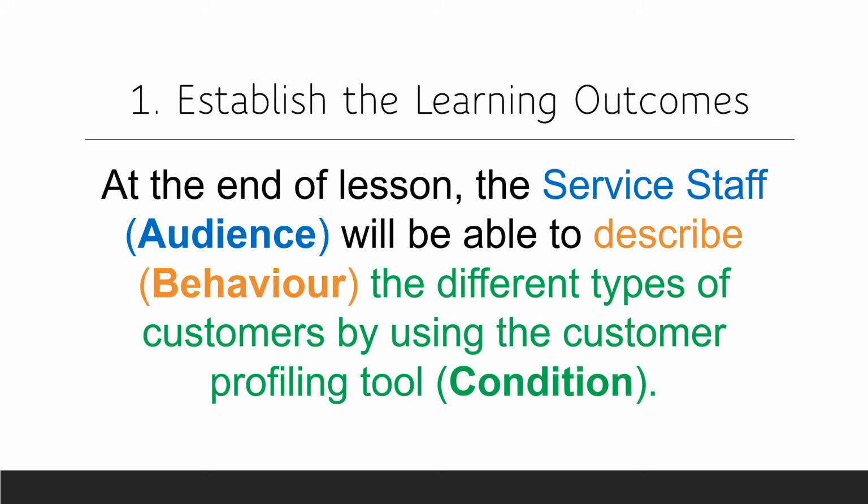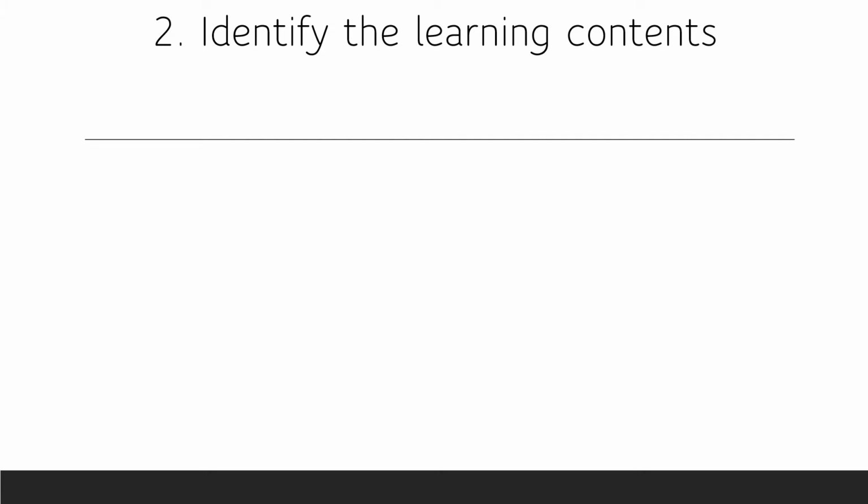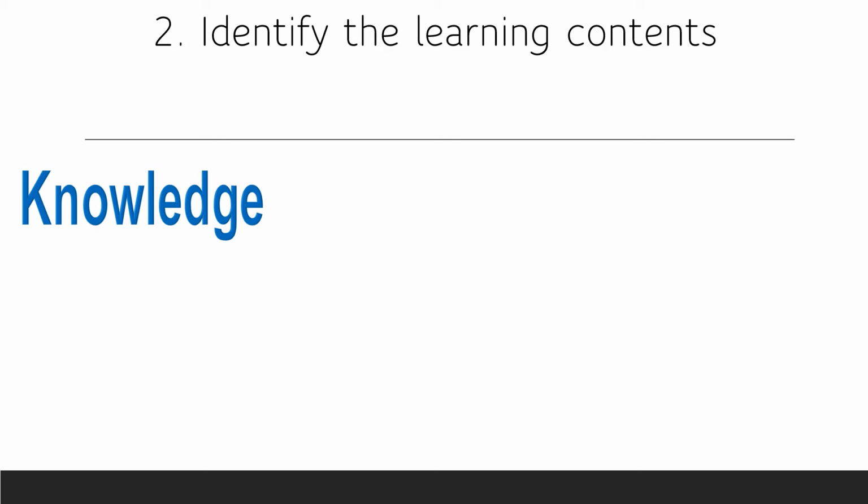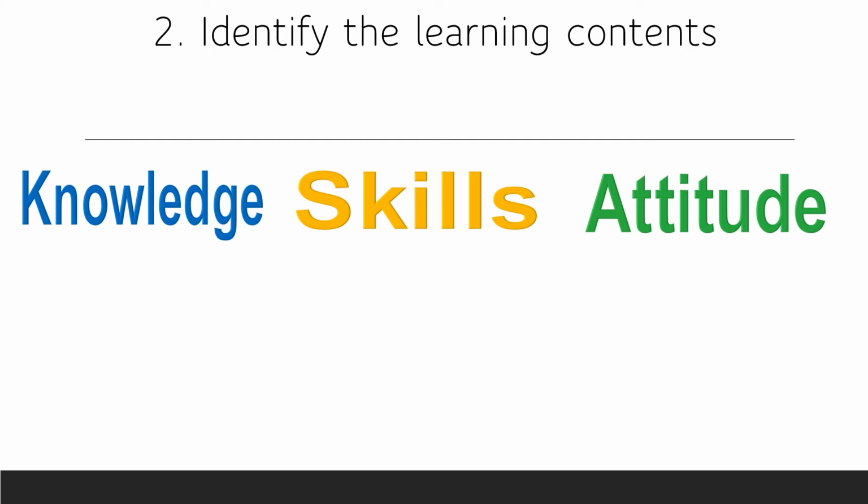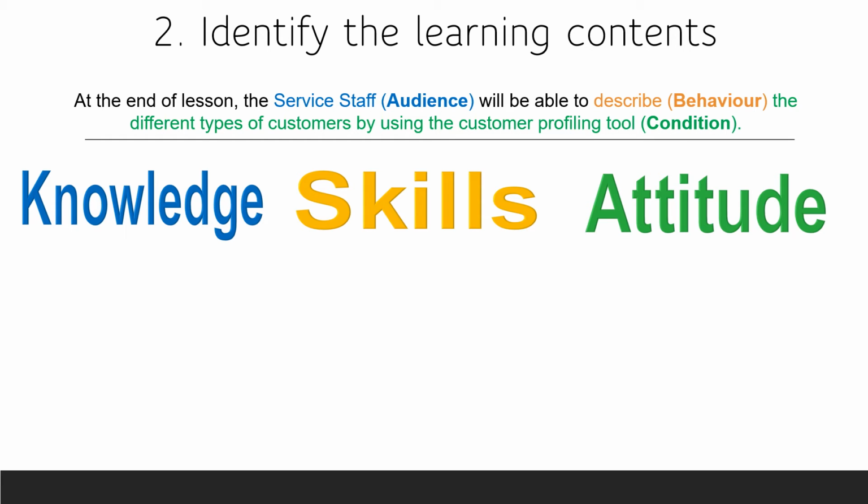Once we have established the learning outcomes, we can then identify what learning contents would be considered relevant in order for learners to achieve this learning outcome. When identifying the contents, we can look at 3 learning domains: the knowledge, the skills, and the attitude. Using the example of our previous learning outcome, which is at the end of the lesson, the service staff will be able to describe the different types of customers by using the customer profiling tool.